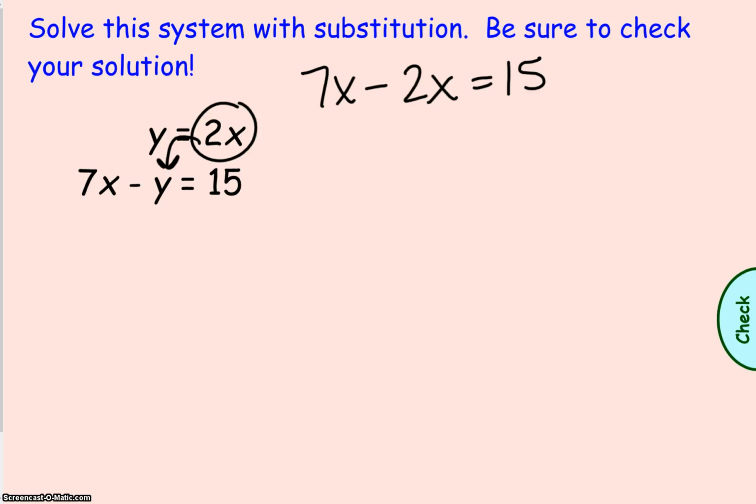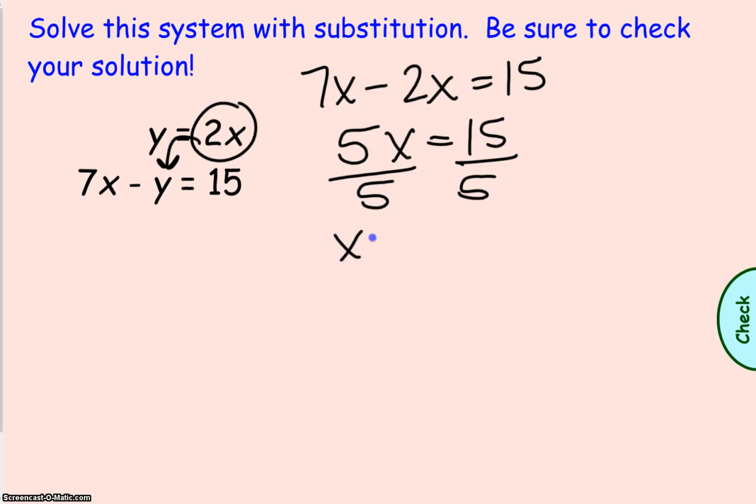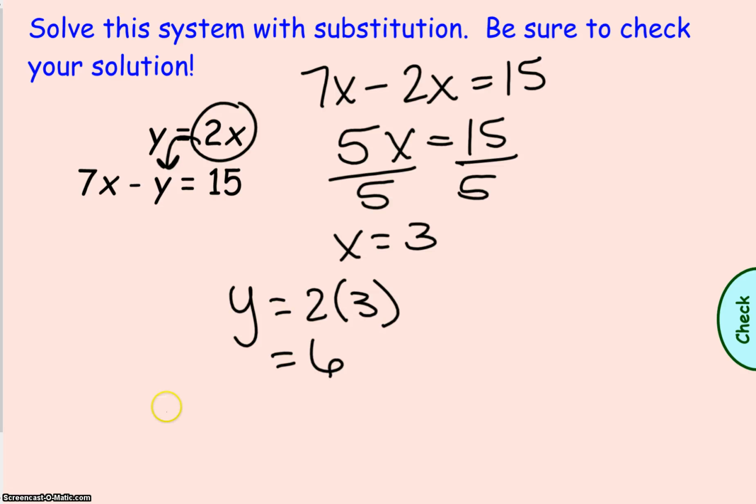So you're going to combine. So I have 5x equals 15. Divide by 5, divide by 5, x equals 3. Now I'm going to take this and plug it into my original equation. y equals 6. So my solution is (3, 6).